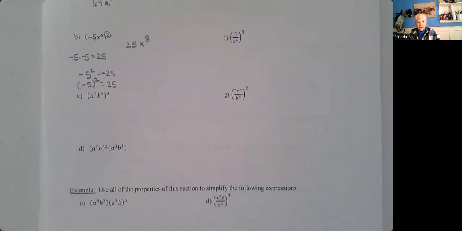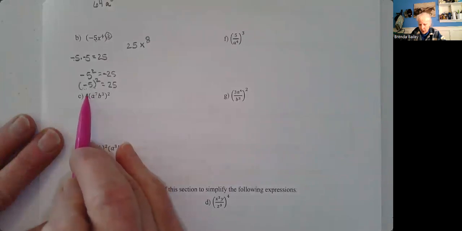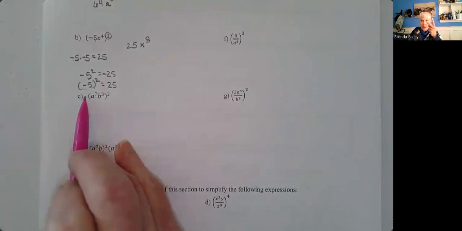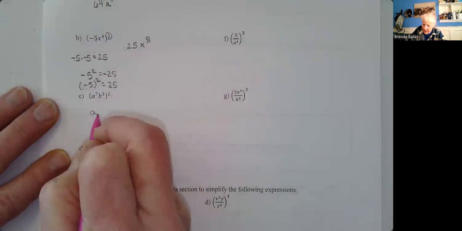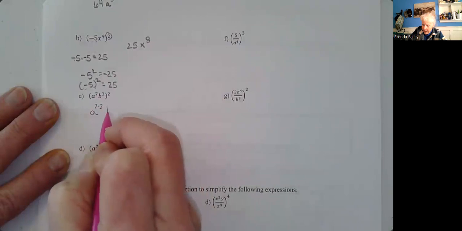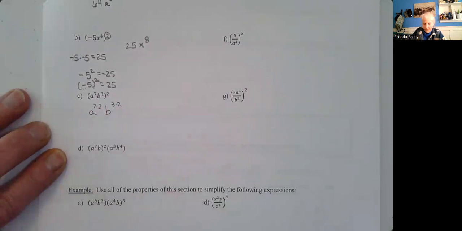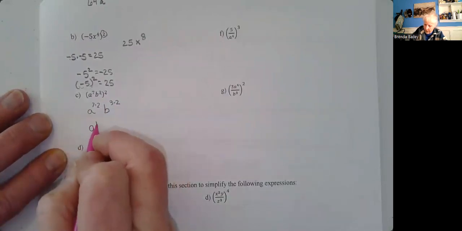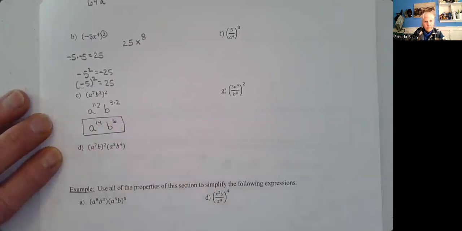Let's look at C. There isn't a number in front, okay? So it's actually a 1, but 1 squared is 1, because 1 times 1 is 1. So we just kind of ignore it. Now here we'll have A, 7 times 2. I'm going to go ahead and write that out. B, 3 times 2. So you're multiplying power to a power. So your answer is A to the 14th, B to the 6th. All righty.